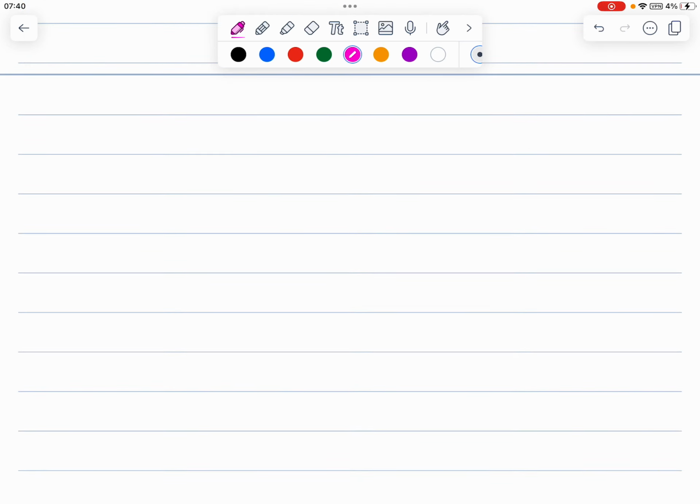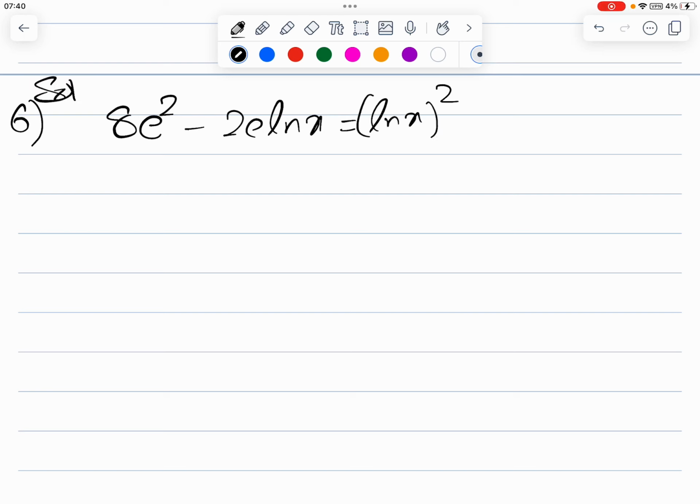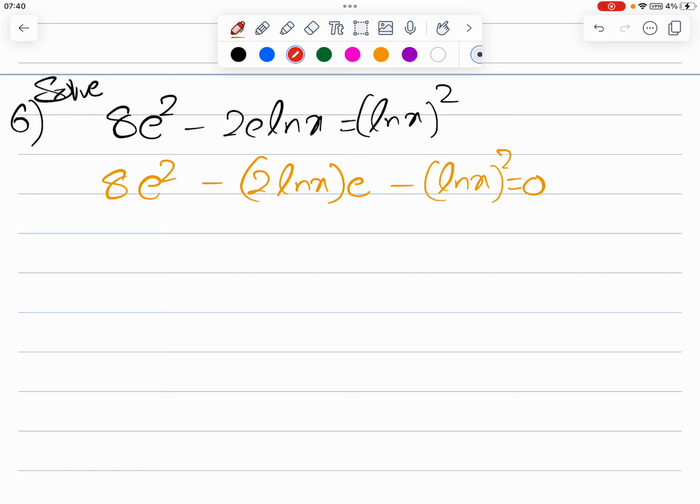Now come to question number 6. Find the solutions for 8e^2 minus 2e ln x equals (ln x) whole square. And the question is solve this one. So we are going to convert this in the form of a quadratic equation. What is that quadratic equation? 8e^2 minus 2 ln x times e minus (ln x)^2 equals 0. So what are the values? a value is 8, b value is minus 2 ln x and c value is negative (ln x)^2.